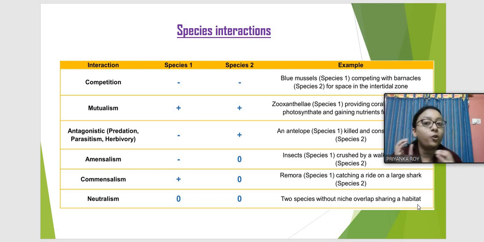Like I have already mentioned in my previous video, what is a niche overlap? When the niche of one species overlaps with the niche of another species, there will be some kind of competition and some kind of negative interaction between them. But if the niche overlap is not there at all between the two species, then they will have different kinds of niches and therefore they will not interrupt each other's lives. That kind of interaction is called neutralism.